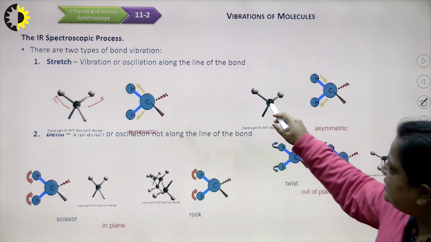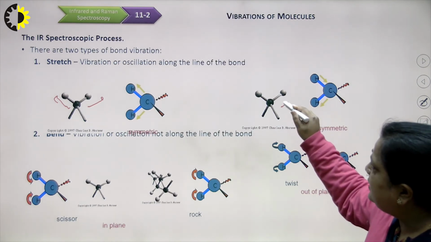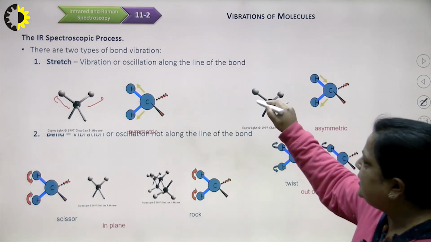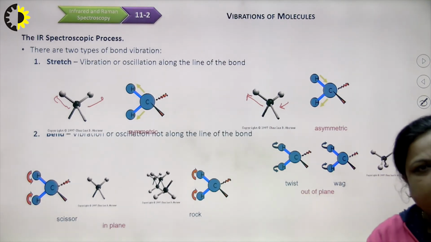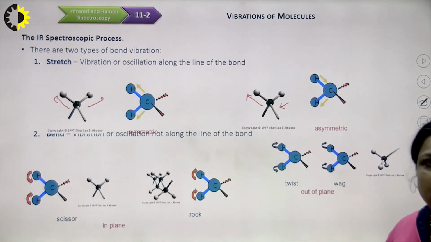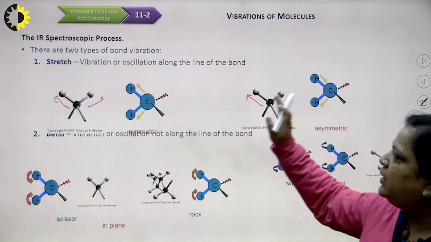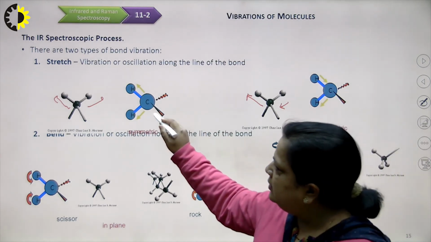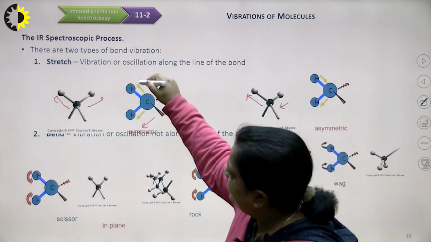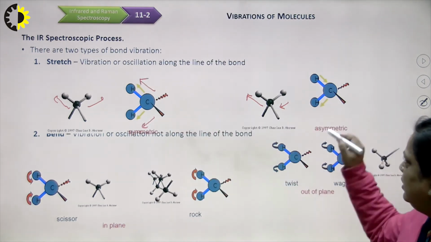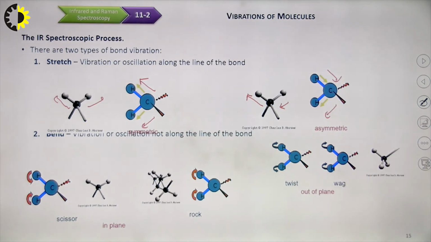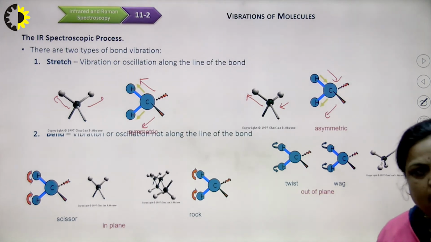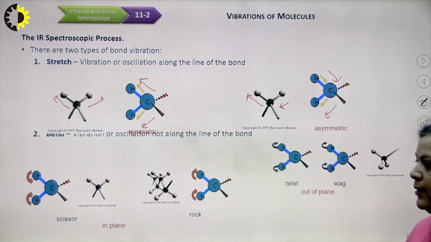If the bonds are stretched like this, one towards this side and at the same time the second bond is stretched to the outer side, then this type of stretching is called asymmetric stretching. So, stretching is of two types, symmetric or asymmetric. We can understand this by the arrows. If the arrows are on the same side, then it is symmetrical, on different sides then it is asymmetrical. Now, why bending?